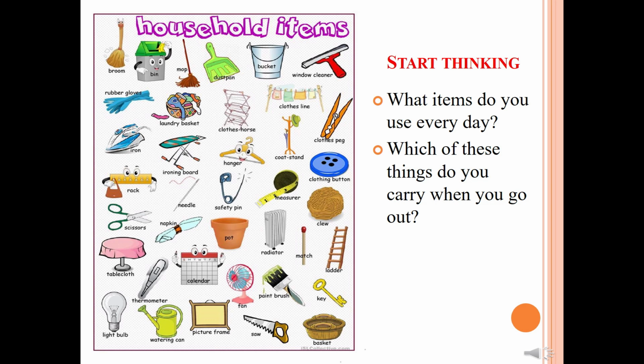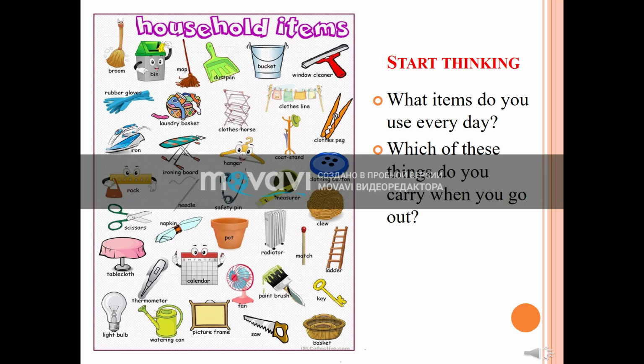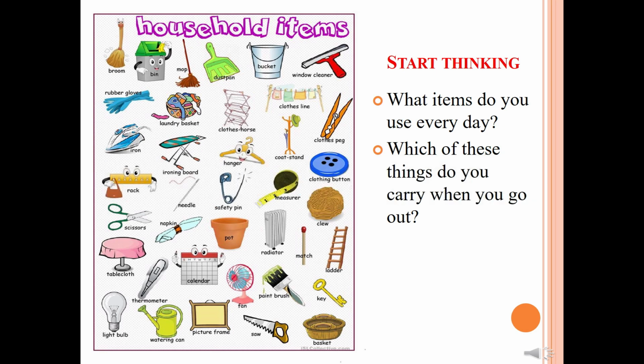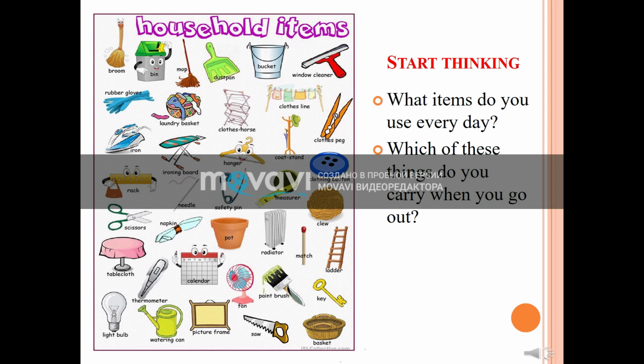And now look at this picture. What do you see? Yes, of course, these are household items. For example, ironing board, dustpan, match, calendar, fan, rubber gloves, tablecloths.